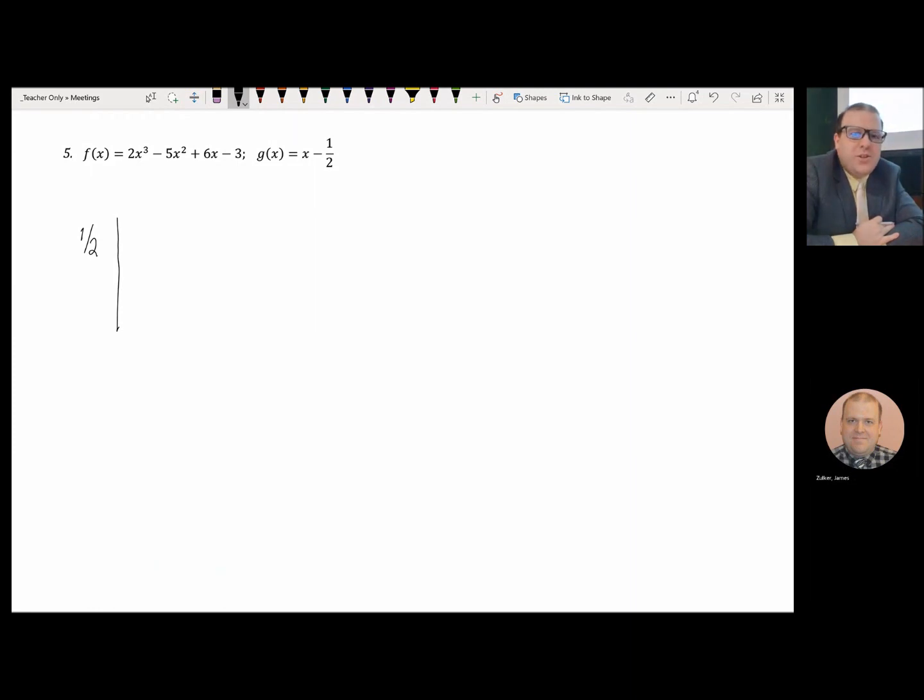Descending order coefficients of the dividend. So it should go without saying that it's important that you actually write your divisor and dividend in descending order, right, in standard form.